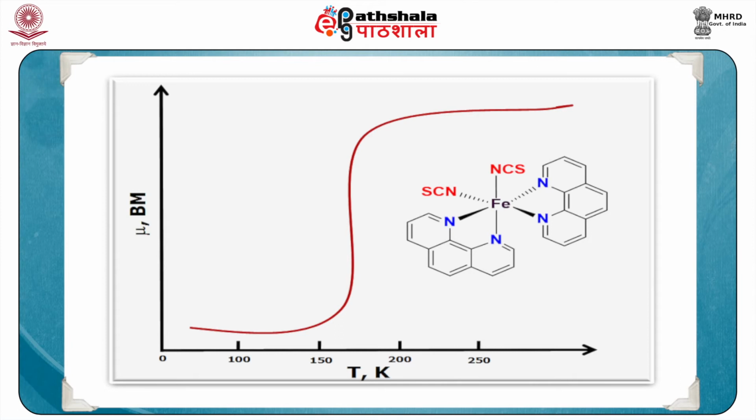The most interesting example of spin crossover is the complex shown on the screen. At high temperature, this complex exists as high spin with four unpaired electrons, and a moment consistent with four unpaired electrons is observed. But as the temperature is lowered, a sharp drop in magnetic moment is observed at 175 Kelvin and the low spin form of the complex becomes dominant. This indicates that at 175 Kelvin, the complex exists as both high spin and low spin complex. Thus, the magnetism of the complex changes sharply at 174 Kelvin, as shown here on the screen.